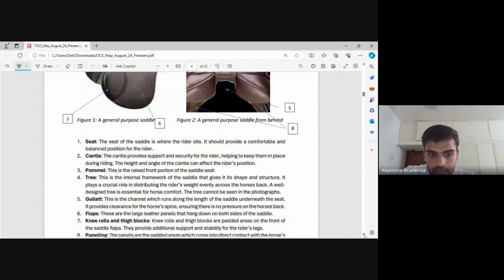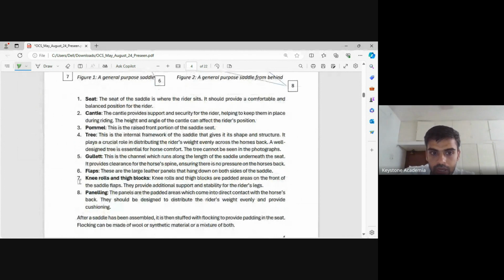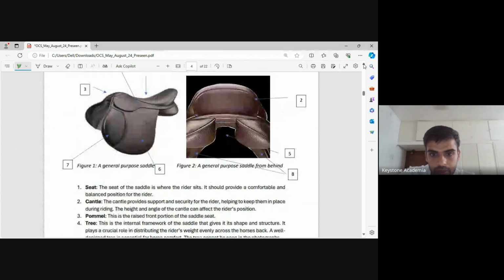They have given certain description for it. Flaps, knee rolls and thigh blocks. Some saddles are very big. Paneling. Again, it will depend on the purpose also. This is general purpose. Both are general purpose.